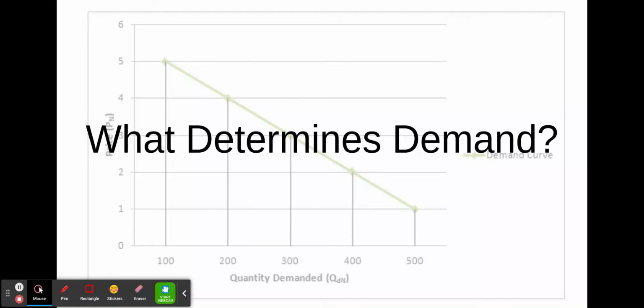Welcome to today's lesson, where we will examine the factors that influence the demand of goods in an economy and learn to visually represent those changes in a demand graph.